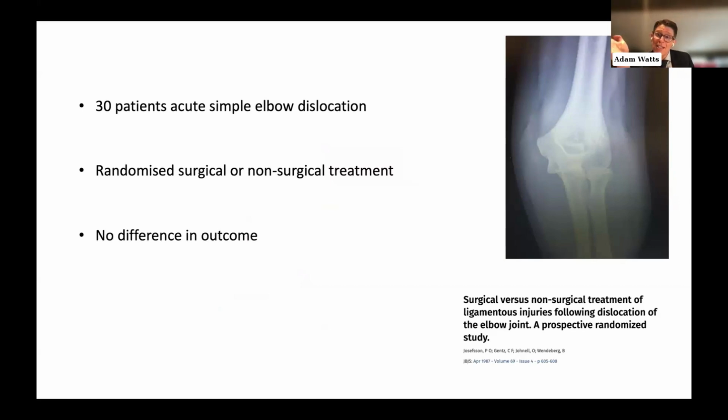But of course, if we accept that only 10% of injuries are grade 4 injuries, then we're never going to see a difference in a randomized controlled trial where we include all simple elbow dislocations, because 90% of them don't benefit from surgical intervention. But the question is, what about that 10%? The one really important thing that Josephson taught us is that the predictor of instability is the tendon injury.